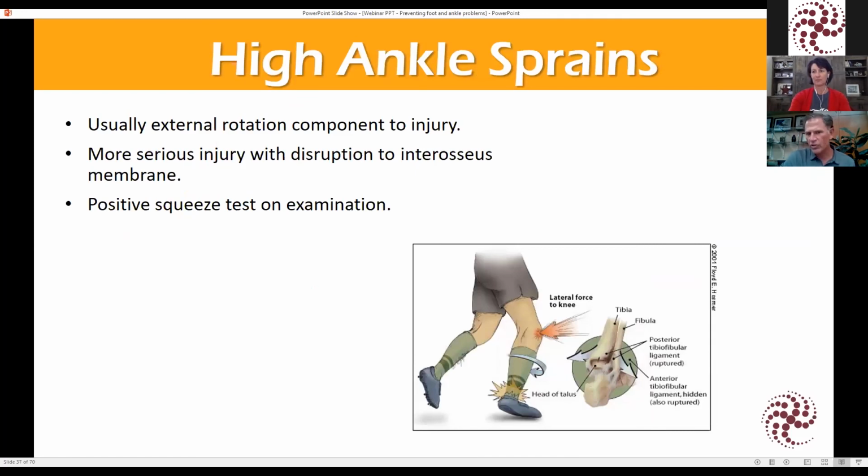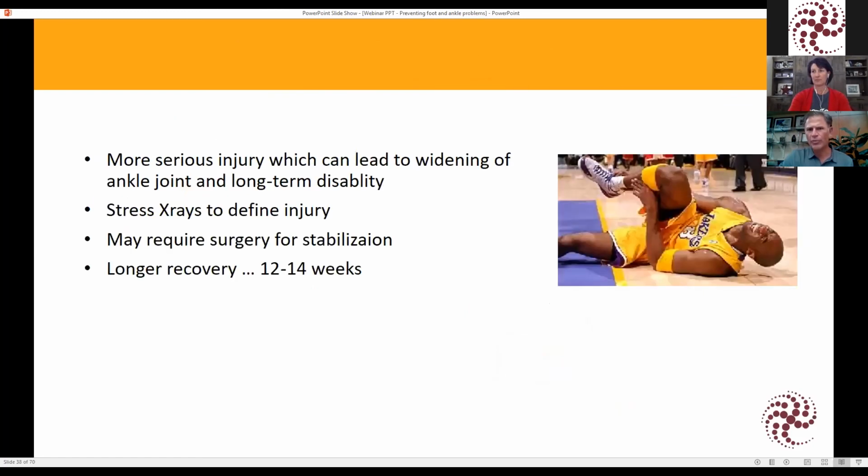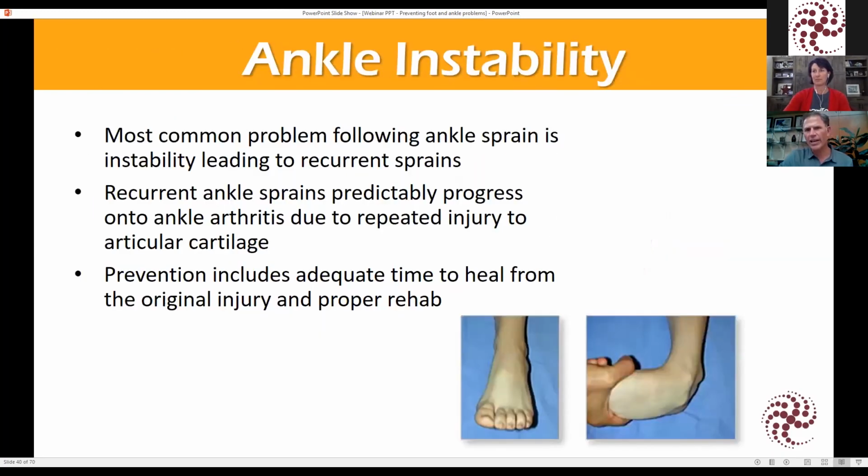High ankle sprains are usually a little higher energy, and I think that they're more rare, and I'm going to kind of skip that in the hopes of just talking about the sequela of ankle injuries and what we really want to avoid, which is ankle instability. And ankle instability means that those ligaments aren't doing their job anymore, and the ankle's rolling when it shouldn't.